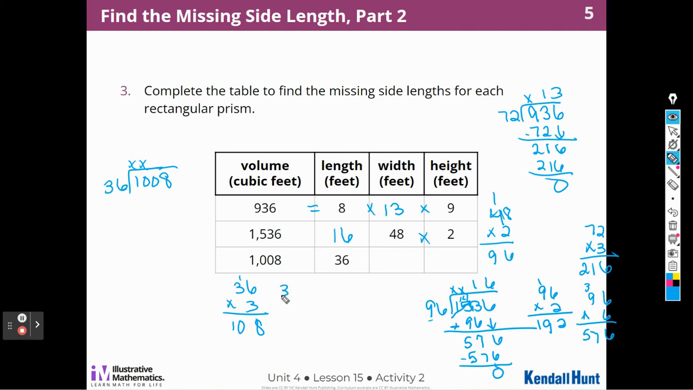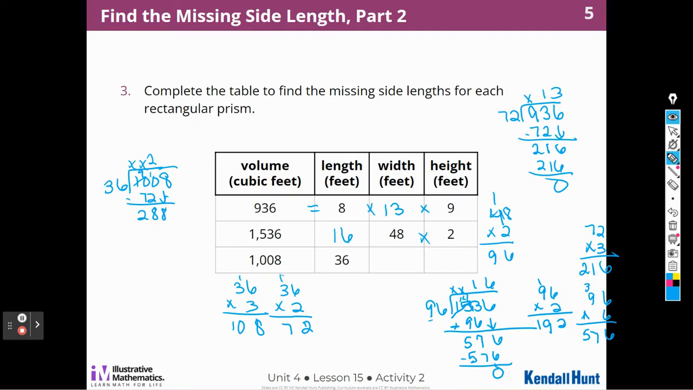So I'm going to do 36 times 2. That's 12. 6, 72. So that's going to be a 2. 2 times 36 is 72. Now I'm going to subtract, right? So I have to borrow 1 from the 10 and make it a 9. So 10 minus 2 is 8. 9 minus 7 is 2. And I'm going to bring down the 8.